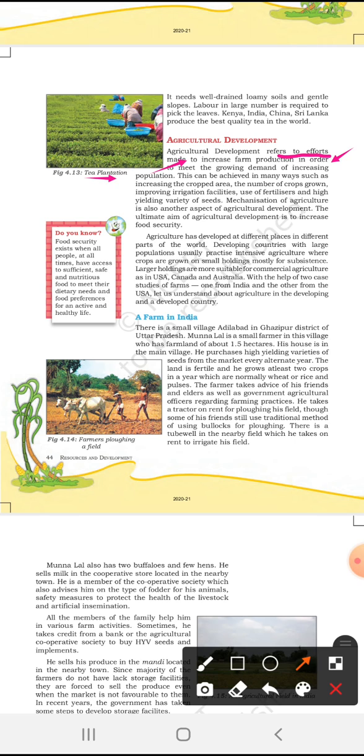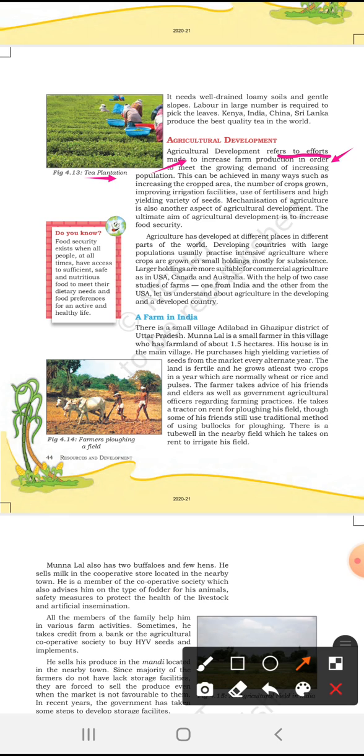When we talk about agricultural development, first of all, we need to have arable land. Arable land means the land which is fit for cultivation, which is perfect for growing crops. What are crops actually? In the very starting, I introduced you to the term crops. Anything which is grown and used by us is called a crop.